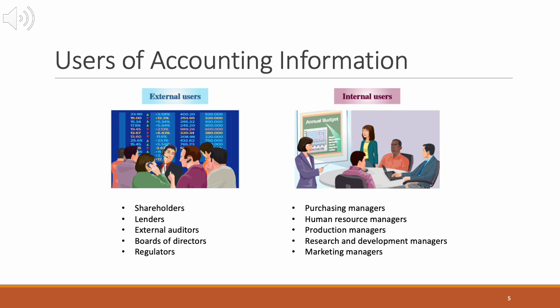And the answer is 2 main groups, external users and internal users. First, external users. These are people outside the business who still need to know how it's doing. Think about investors deciding whether to buy shares, banks deciding whether to give a loan, or government agencies checking taxes. They don't run the company, but they need reliable financial information before making decisions. It's like looking at a scoreboard before betting on a team. You want to know if the team is winning or losing.